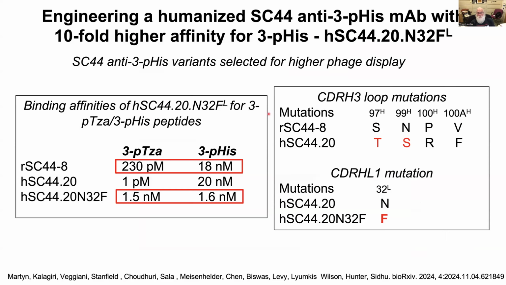We've actually used our structural information to try and engineer higher affinity derivatives of these antibodies. And here is one example of the SC44 3P-His antibody, where the original antibody shows a much higher affinity for 3-PTZA than for the authentic 3-phosphohistidine. It's about a 50 or 60-fold higher affinity. And through engineering, by making these 5 point mutations through phage display and random mutagenesis, we obtained an antibody, this 20N32F, which has about an equivalent affinity for 3-pHis and 3-PTZA.